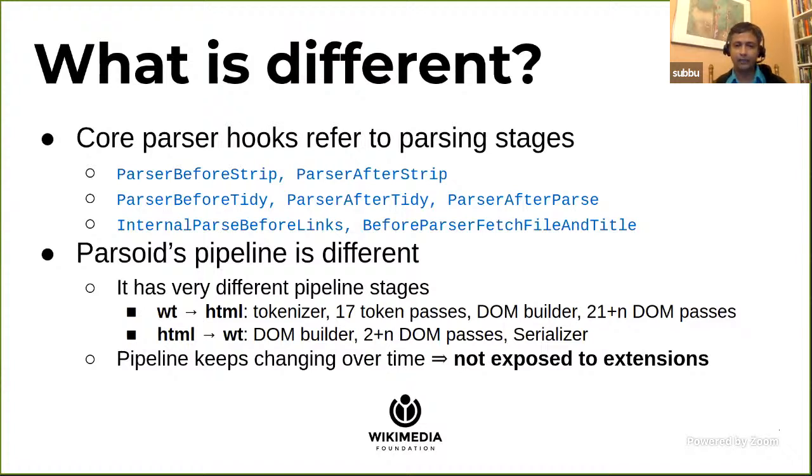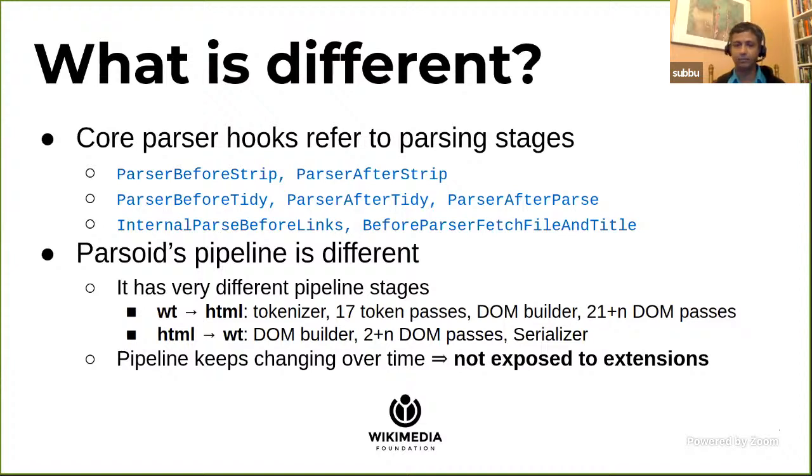And as you can see with the before and after qualifiers, they reference very specific parsing stages in the pipeline. But Parsoid does not have the same pipeline stages at all. It has very different pipeline stages. In fact, it has about 40 odd passes, some that run on tokens and some that run on the DOM. And even this pipeline is not static. It keeps changing over time.